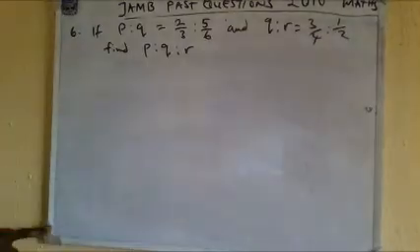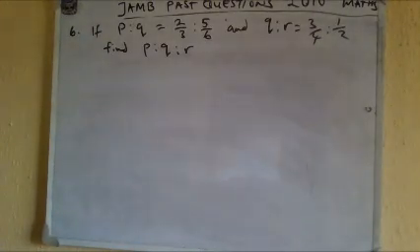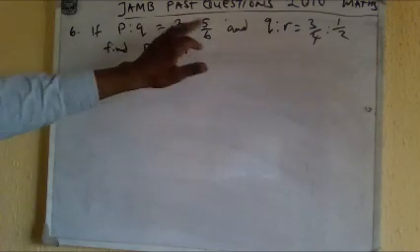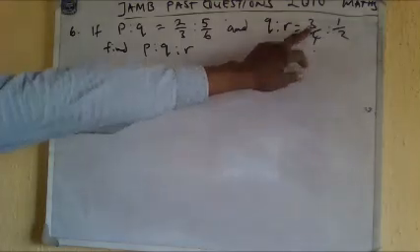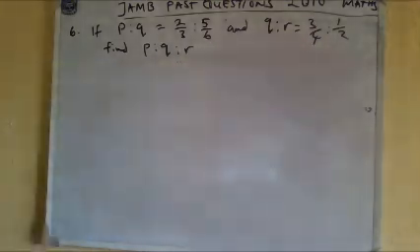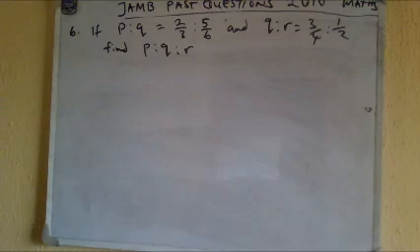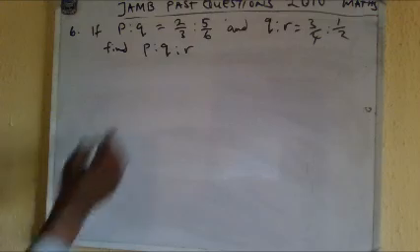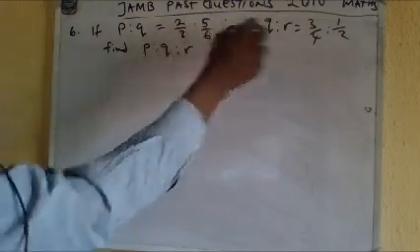All right, so this is what we have. They said if P to Q is 2 over 3 to 5 over 6, and Q to R is 3 over 4 to 1 over 2, what is P to Q to R? Now, the first thing we'll do is to make this simpler. This is in fractional form. Let us make it in linear form.